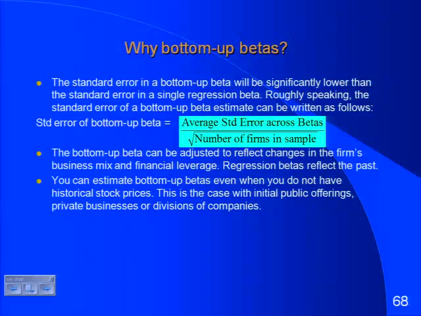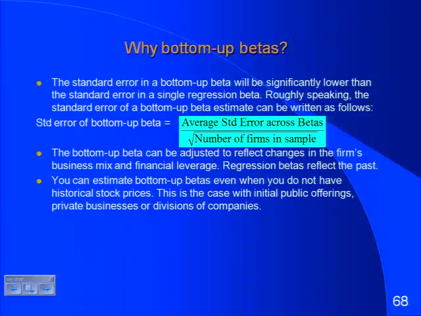So here are the three basic arguments for bottom-up betas. First is lower standard error, a much more precise estimate of beta. Two, I can reflect your company as it is today, right? If you entered the chemical business yesterday, there is no way your regression beta can ever reflect that, but I can reflect it. In fact, if you tell me what businesses you plan to be in the next 5 years, I can bring them into your beta weights because I get to set the weights.